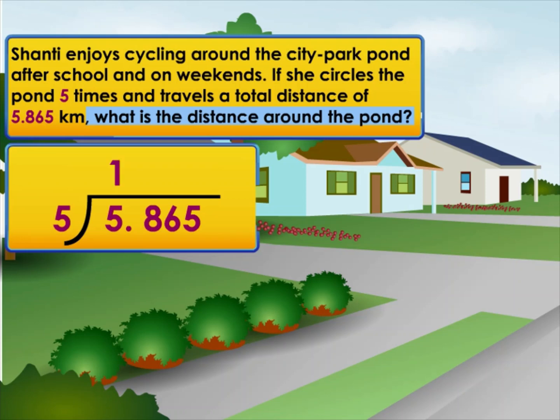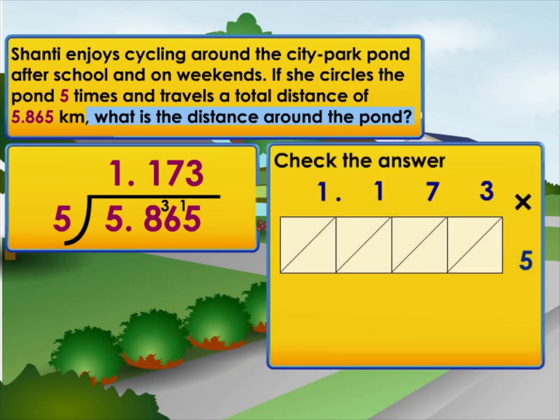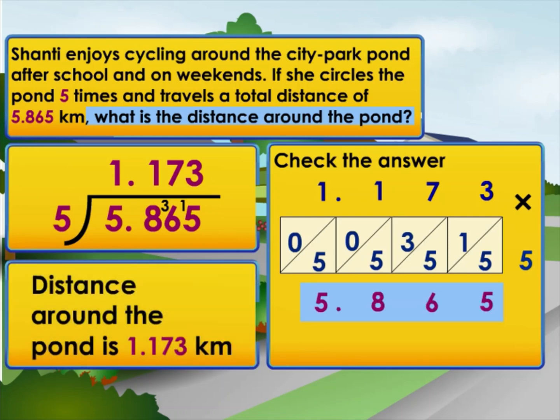5 into 5 is 1 with no remainder. 5 into 8 is 1 with 3 as the remainder. 5 into 36 is 7 with 1 as the remainder. And 5 into 15 is exactly 3. Now, where do we place the decimal point in the quotient? Yes, directly above the decimal point in the dividend. Check the answer by multiplying the quotient by the divisor. 1.173 times 5. Use the latest method. The answer is 5.865. That means our division is correct.